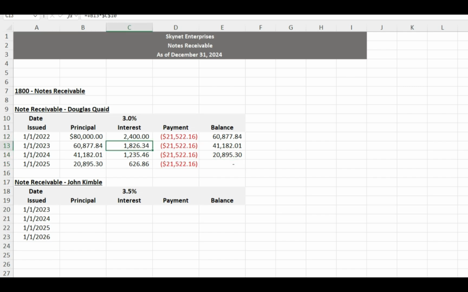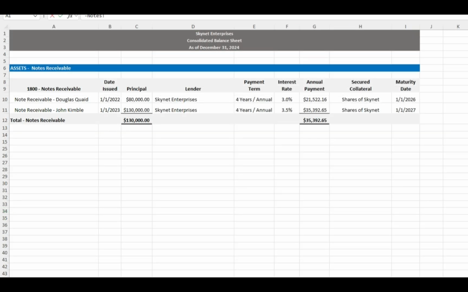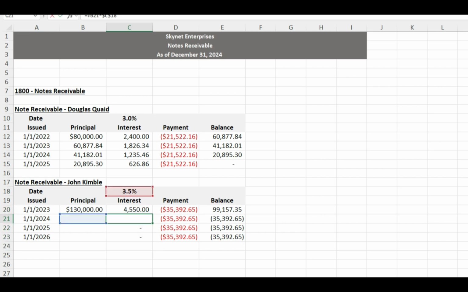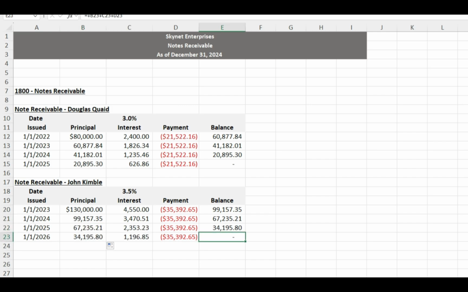So let's do the same thing for John Kimball. We'll grab the $130,000. We'll calculate the interest. Let's grab the payment. Then we'll go through the motions. Drag that down. Drag this down. And we're going to take the ending balance, and then we can drag this down. Boom, 0. So I have my amortization schedule for these two note receivables. This is how they're going to be paid off over the 4-year term.